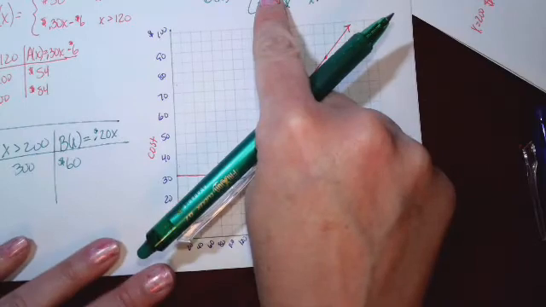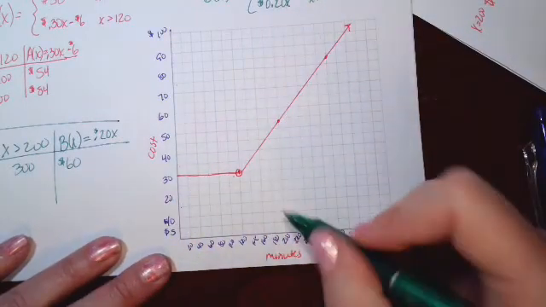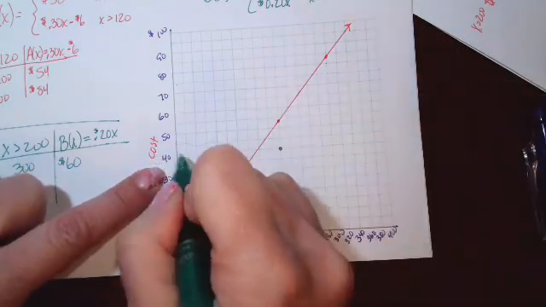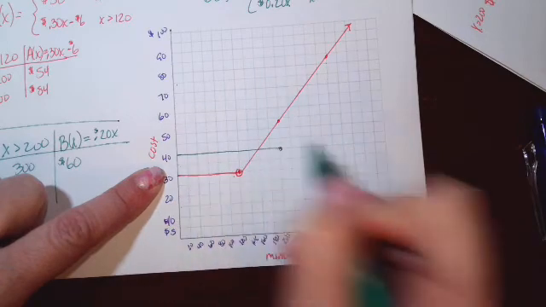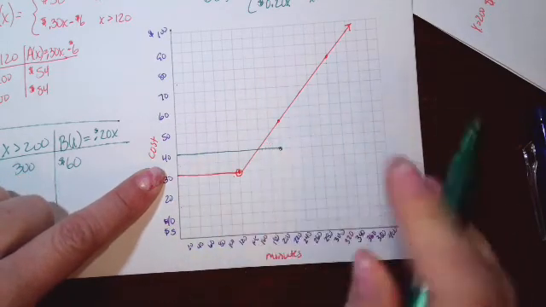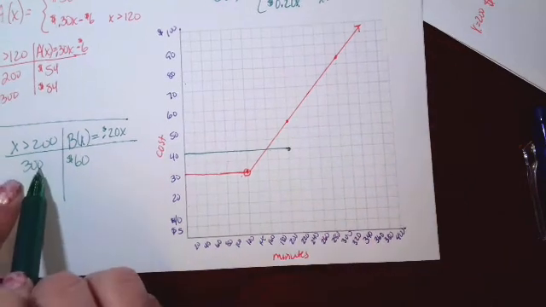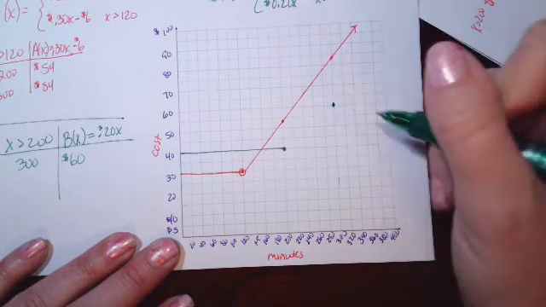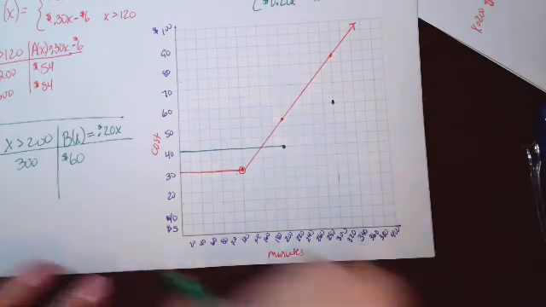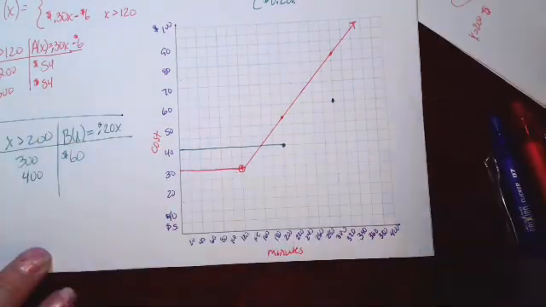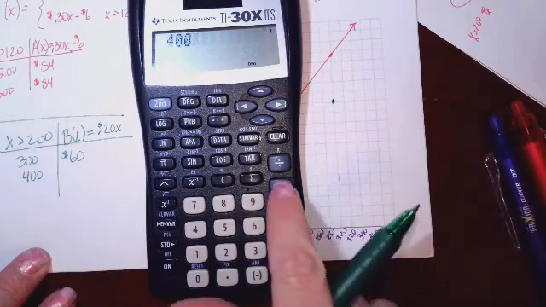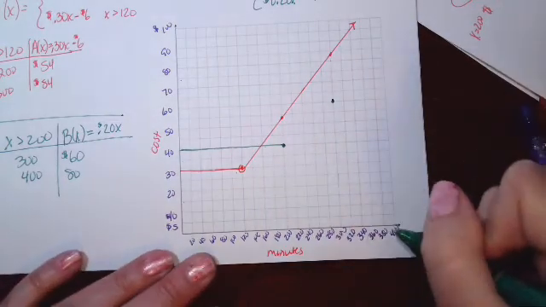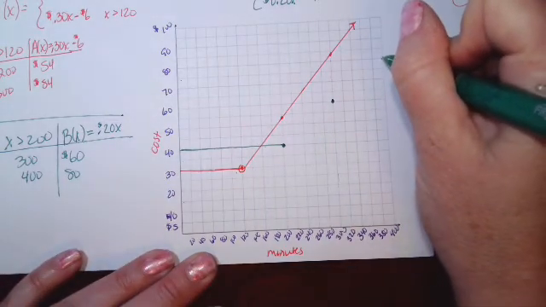Let's graph our first piece here, up to 200 minutes. So up to 200 minutes, this plan B costs $40. So up to 200 minutes, plan B is more expensive. Ooh, look right there, we cross. If I talk for 300 minutes, it's going to cost me $60. So let's go up to $60. What about if I talk 400 minutes? Well, 400 times 0.2 gets me $80. So 400 minutes gets me at $80.